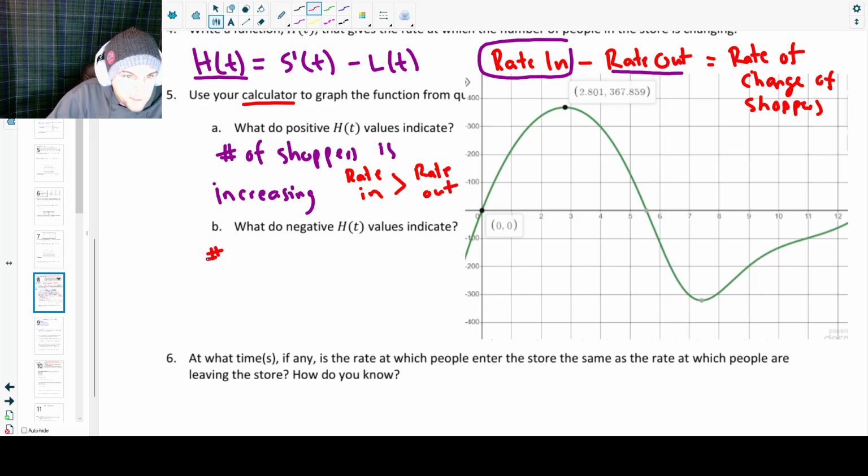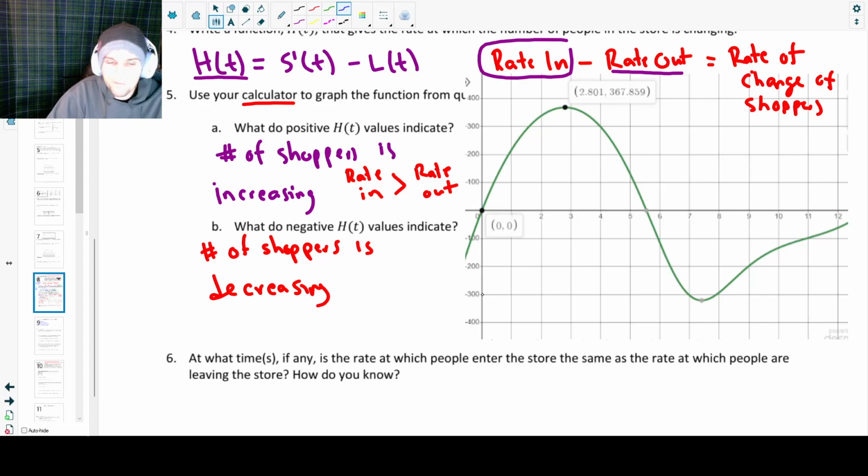So number of shoppers is decreasing. And again, the way that we can think about that in terms of rate in, rate out is we know that the rate out is greater than the rate in. Because when we do that subtraction, if rate out is greater, we're going to get that negative, decreasing rate.